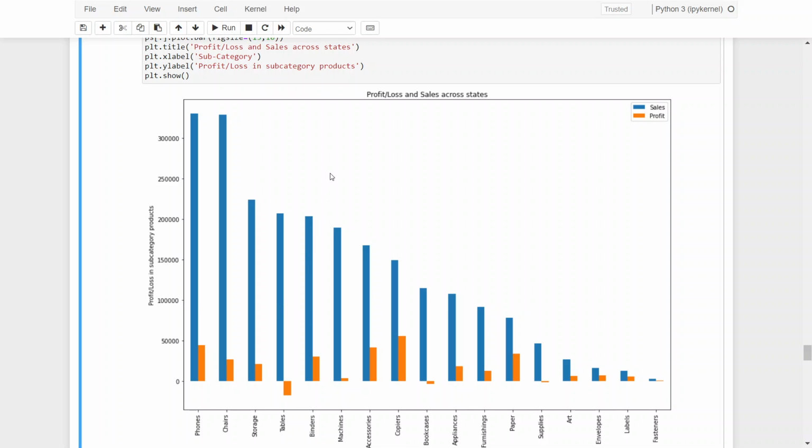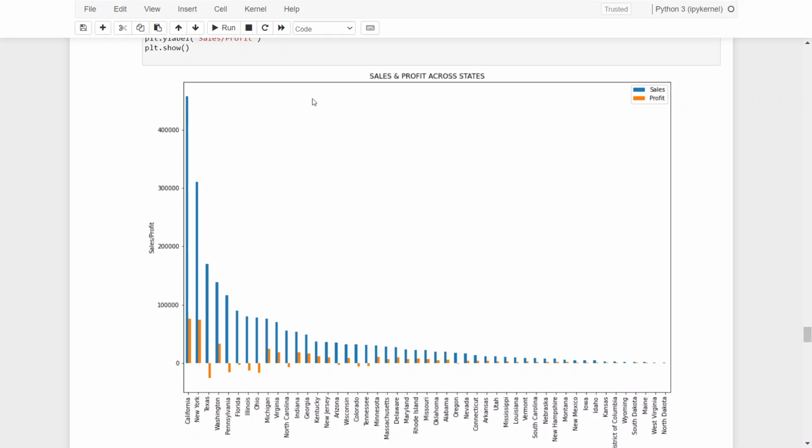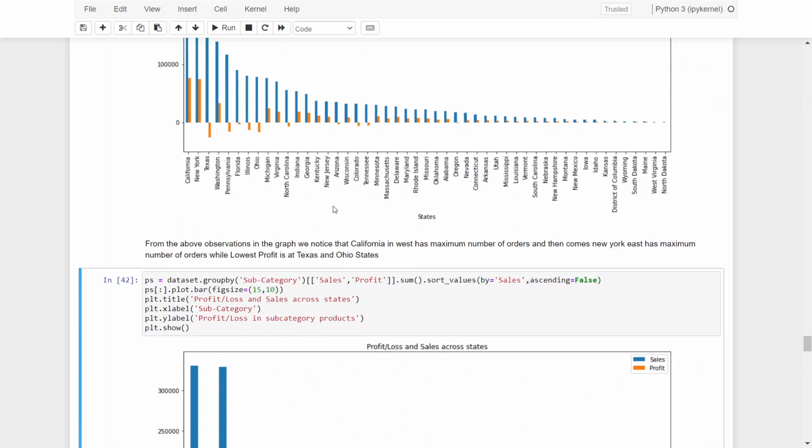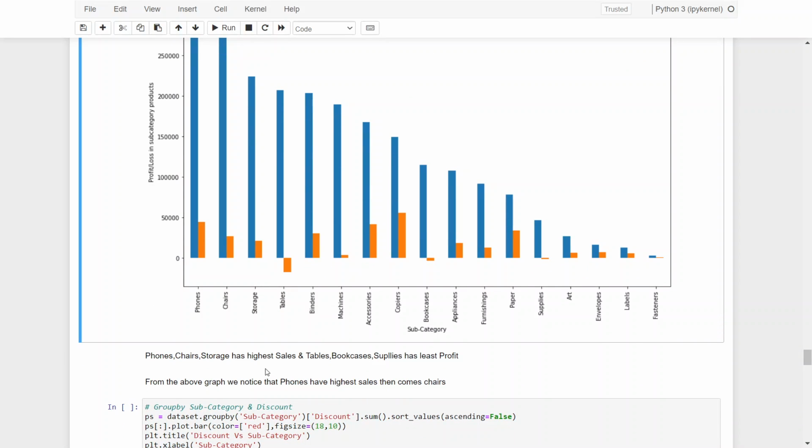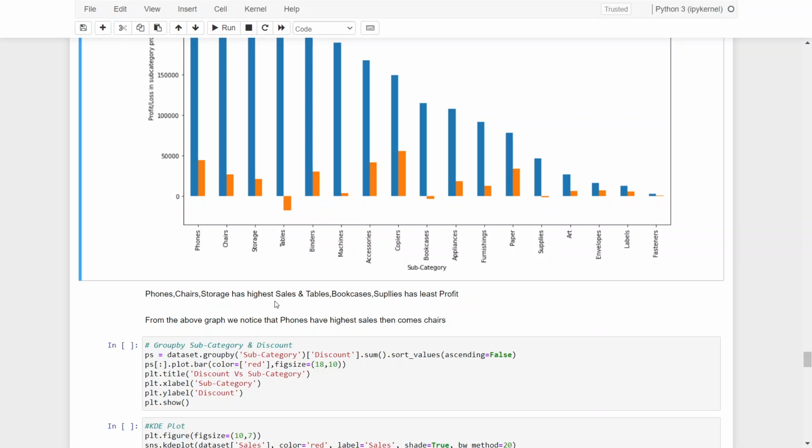This is the profit and sales across the different types of states. This is the profit and sales of the different types of products. I'm going to see that phones have the highest sales and profit, followed by chairs and followed by storage. So you can tell phone and storage have the highest sales. The tables, bookcases and supplies have the very least profit.